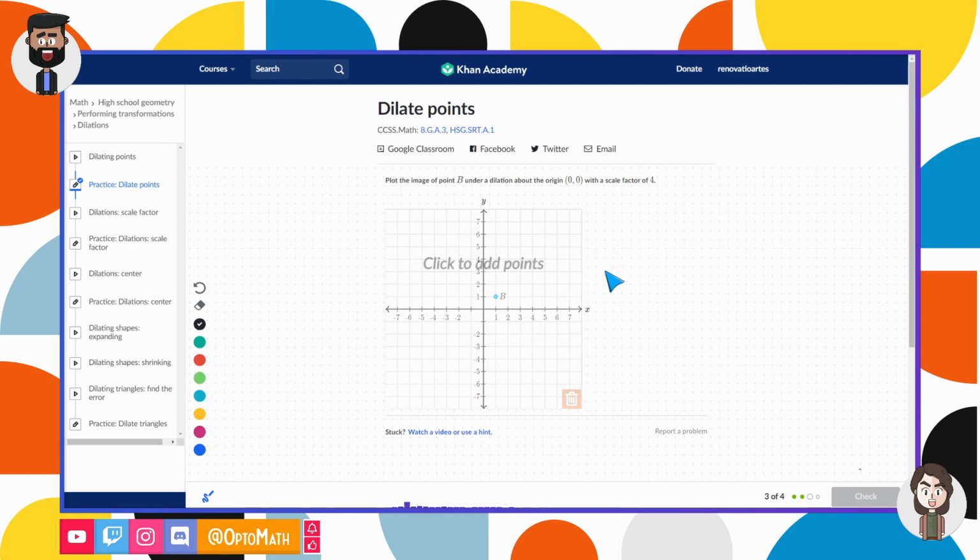But this one doesn't have 2 points like the other one. This only has B. Would that be the center then? Or is it different? Let's read this to figure it out. Plot the image of point B under a dilation about the origin 0, 0 with a scale factor of 4. It doesn't say about like the other one. What was the keyword for the other one? About. Oh, this one has about. So the origin in this one is 0, 0. Gotcha. So this is our center. Let's go ahead and plot it so we can keep it in our minds. But we're going to remove it after.